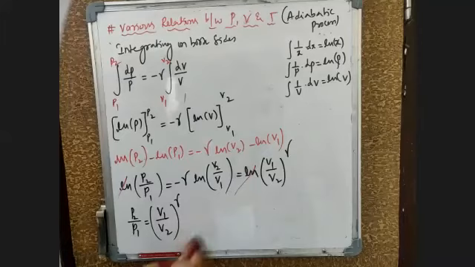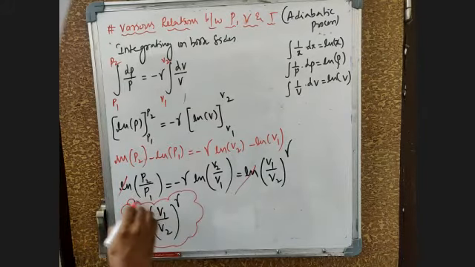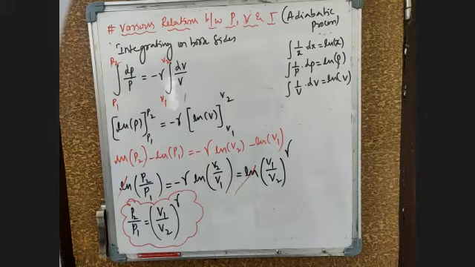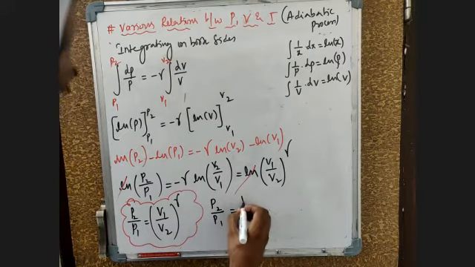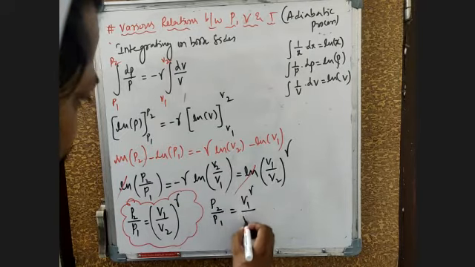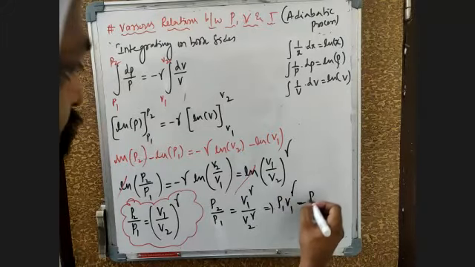If I simplify it, finally P2 by P1 is equal to V1 by V2 to the power of gamma. That means P2 by P1 is equal to V1 to the power of gamma divided by V2 to the power of gamma. If I cross multiply, this becomes P1 V1 gamma is equal to P2 V2 gamma.